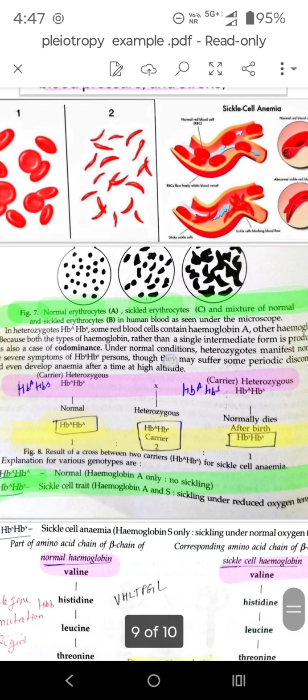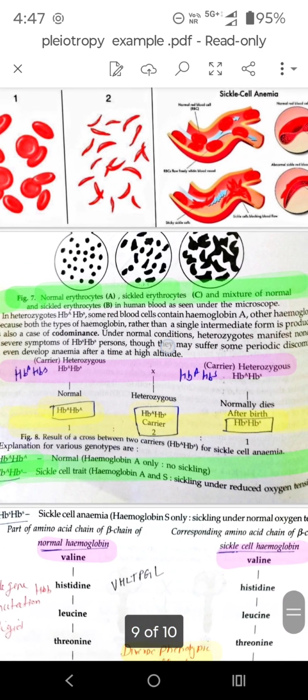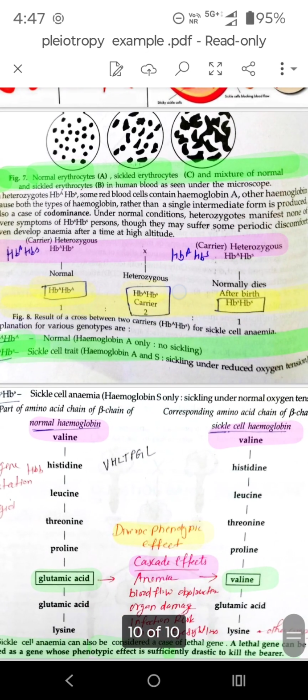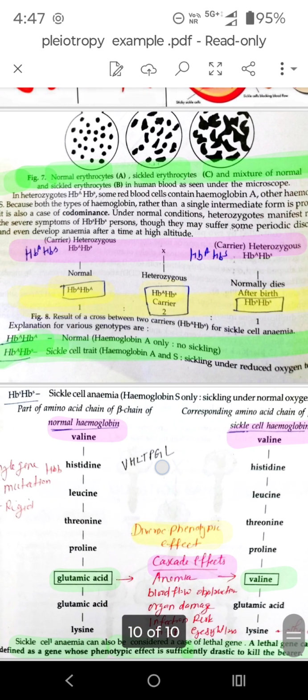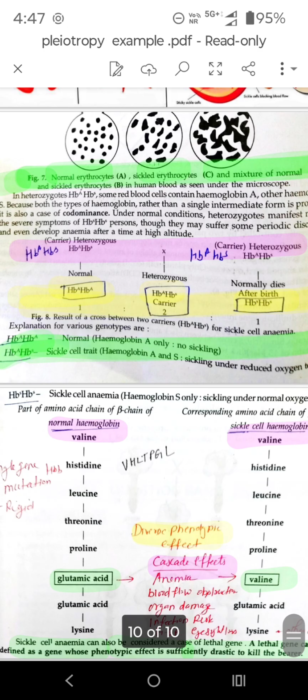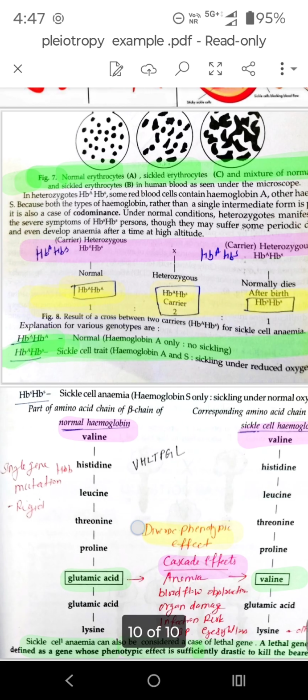So, what happens in sickle cell anemia? There is a change in a single gene. You can see here in the normal hemoglobin, there is a chain: valine, histidine, then leucine, then threonine, then proline, then glutamic acid, and then glutamic acid followed by lysine. This is the normal condition.